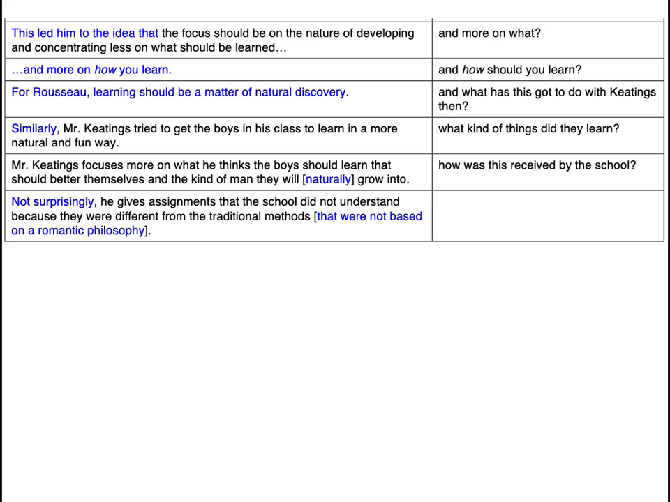Keating focuses more on what he thinks the boys should learn, that should better themselves and the kind of man they will naturally grow into. And how was this received by the school? Well, not surprisingly, he gives assignments that the school did not understand because they were different from the traditional methods that were not based on a romantic philosophy. So hopefully you get the idea here.